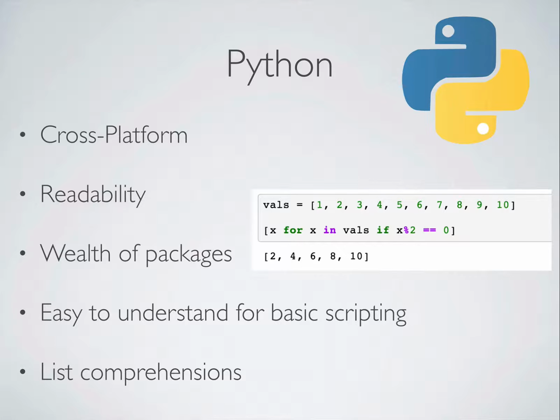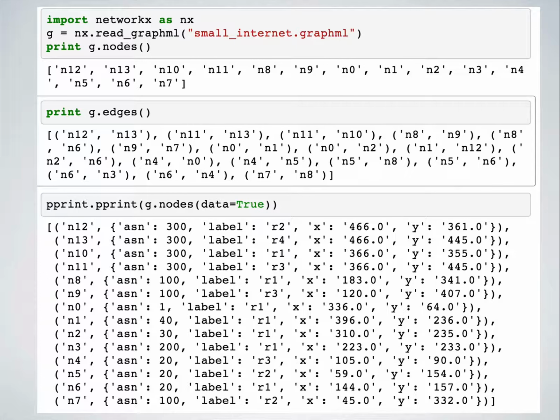For instance, here we have a list of the integers between 1 and 10. A simple list comprehension can be used to filter out that are even. This approach lends itself quite well to network configuration, where we're dealing with lists of nodes and edges and the attributes based on them. Much of our system implementation has been built using this approach. We've used the NetworkX package, which is written in Python and provides network algorithms. Here it is showing the NetworkX library using the readGraphML function to read in the small internet GraphML.